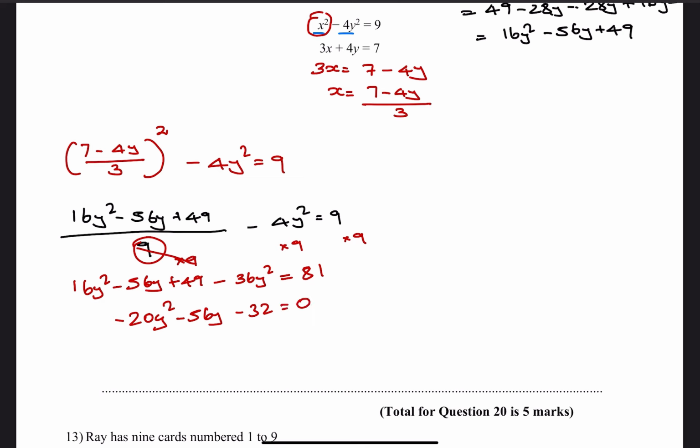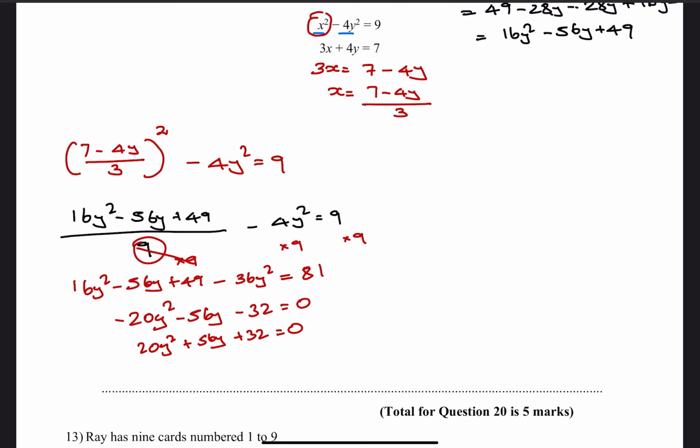Okay, multiply everything by negative 1, so the sign of everything changes. So negative becomes positive 20y squared. It's also a negative, change it to positive, plus 56y. Negative 32, change it to positive 32. Every single sign is the opposite because you're multiplying by negative 1. And I got 20y squared.